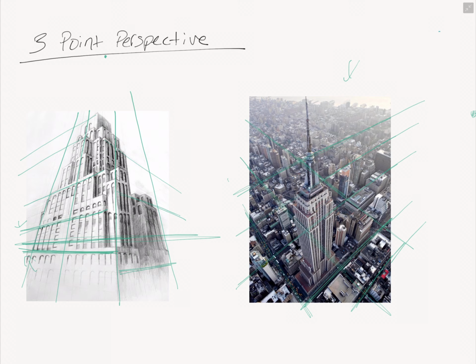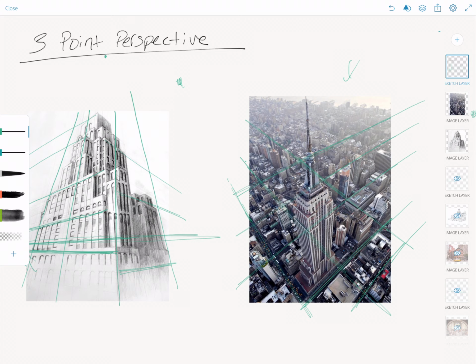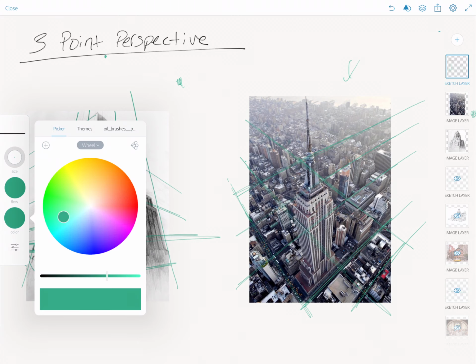You can see that these lines, if I kept drawing them, eventually they would meet somewhere out on the left-hand side over there. And then this one also has the 3rd perspective point when we start drawing the vertical lines in as well. So I'm just going to do these ones in a different color so you can see a little bit clearer.